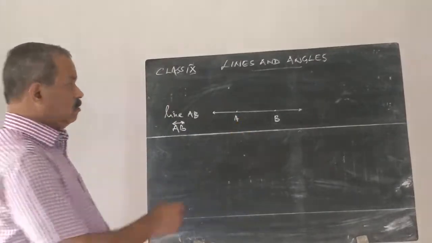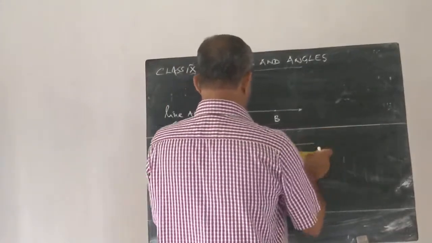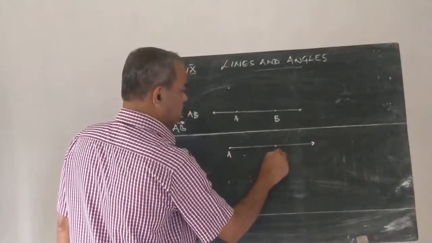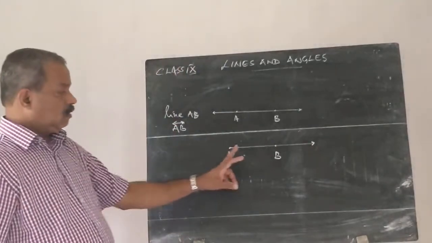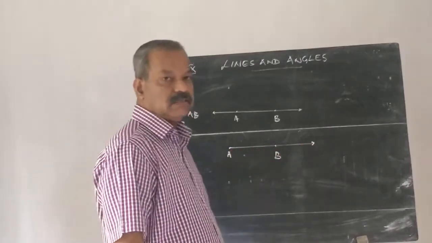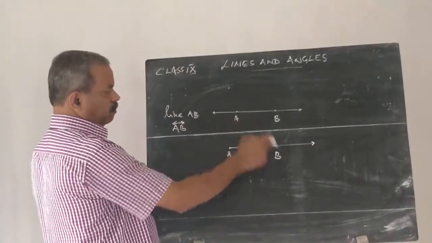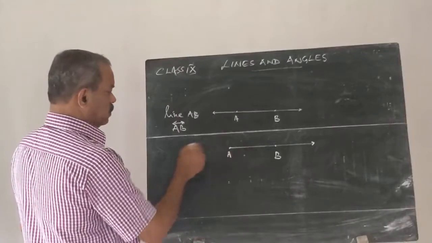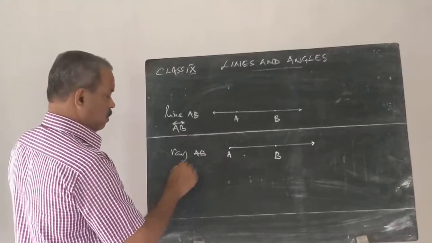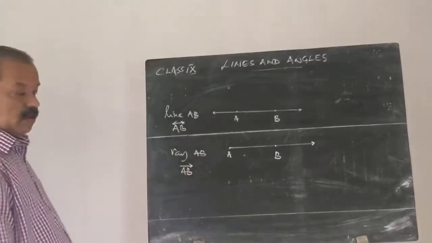Line. Now, let us consider a part of this line from one point A to B. This part of the line has only one end point, and towards the right, there is no ending. Such a part of a line is called a ray. This is a ray. Ray AB. We can represent it by this sign. Ray AB. One end point.